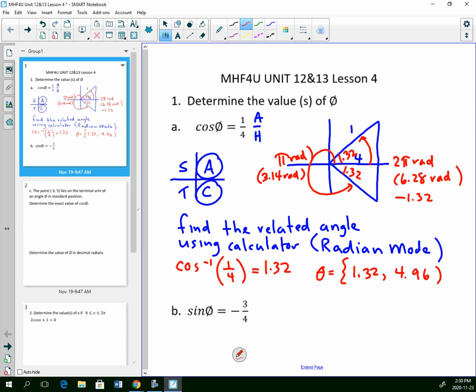Okay, so sometimes your answer will be in decimal radians, or sometimes when we do equations where we have to factor, you might get some that are in pi radians and some that are in decimal radians.